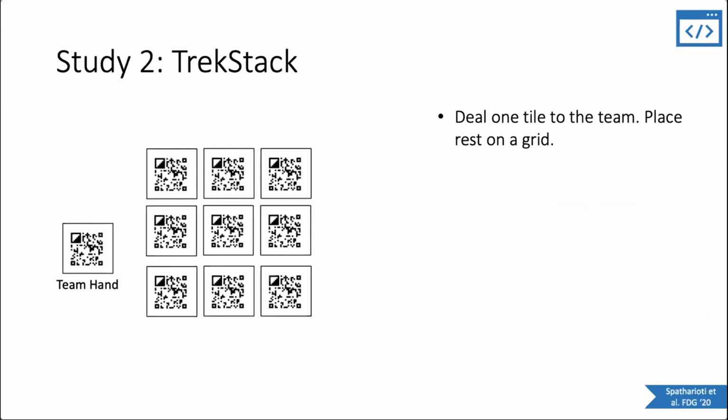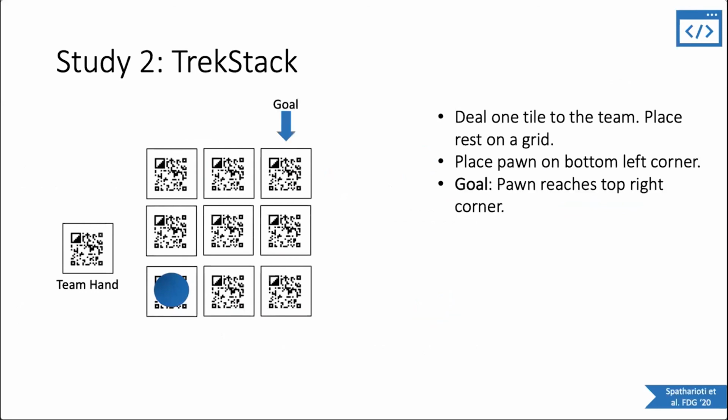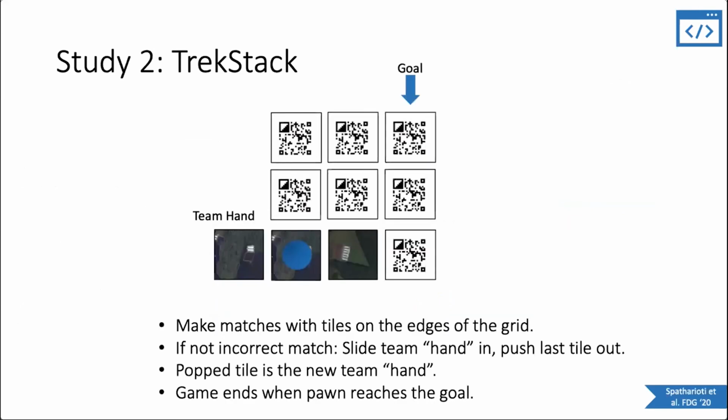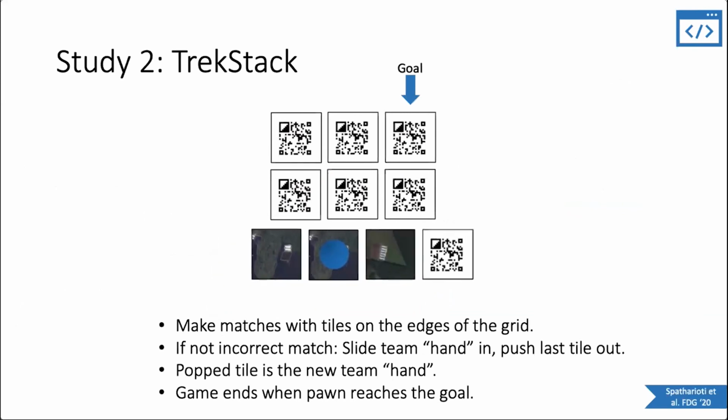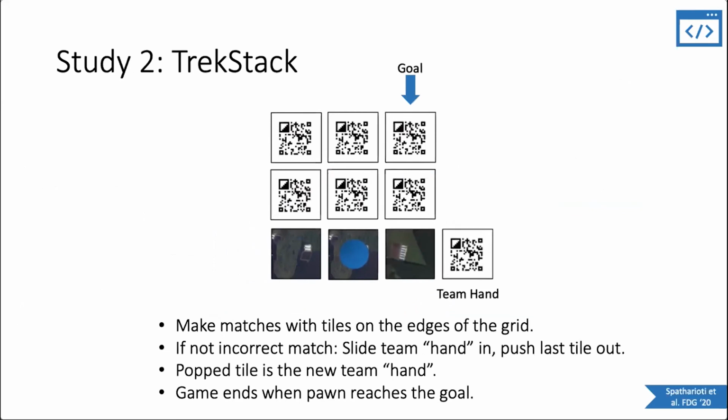Our collaborative game is played as follows. First, we deal one tile to the team and place the rest on a grid. Then, a pawn is placed on the bottom left corner, and the goal is for the pawn to reach the top right corner. Now the question is, how do we achieve that? We make moves by matching the team hand with tiles on the edges of the grid. If we are successful, we can slide the team hand in the grid, pushing the last tile out, which then becomes the new team hand. You can see here that we were able to move the pawn to the right this way. The team must then form a good strategy for reaching the top right corner.